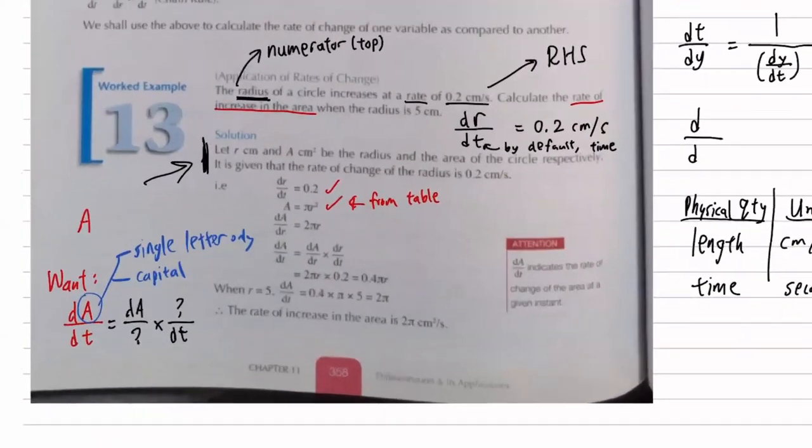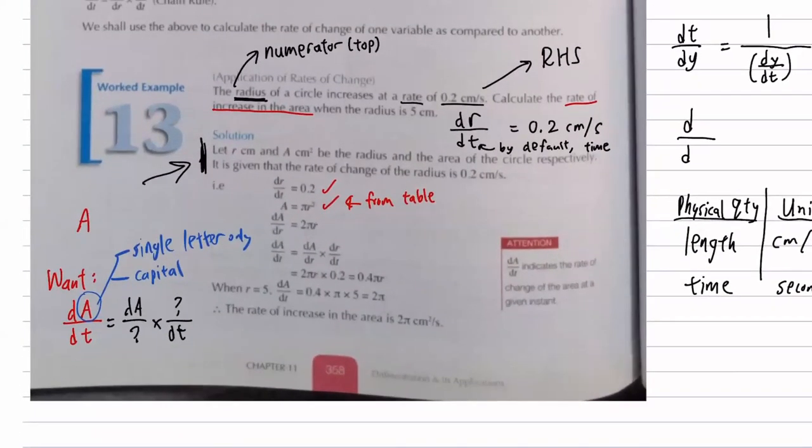Why dr? Why do I want dx? Why do I want dy? Exactly, what is dy? That's the question. There is no y to begin with, right? In this question, we have dA over dr. Yes, correct. We can find that from A equals pi r squared.